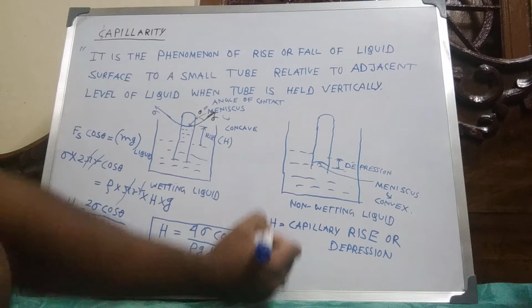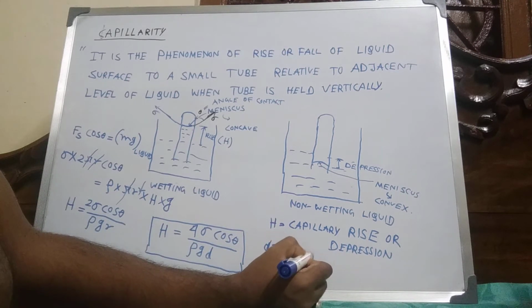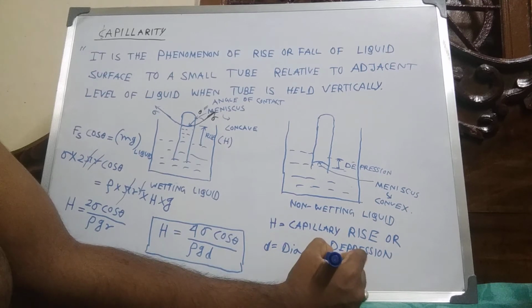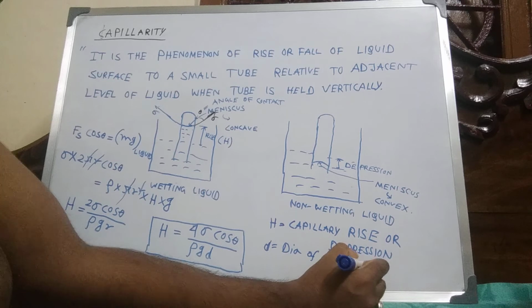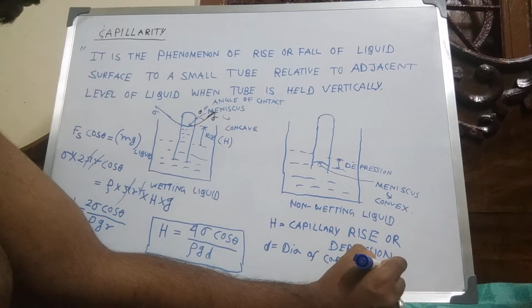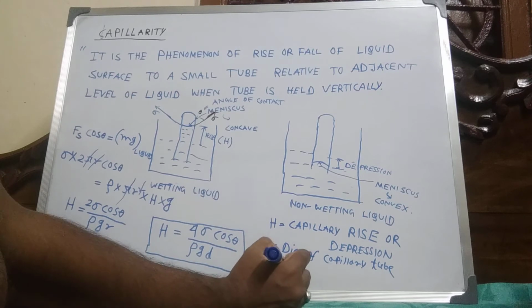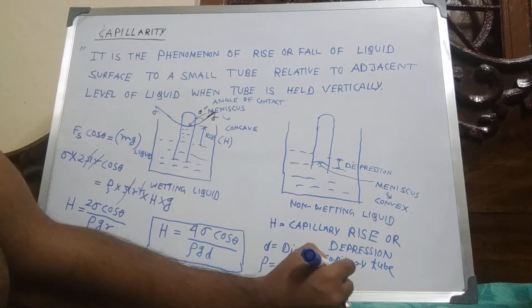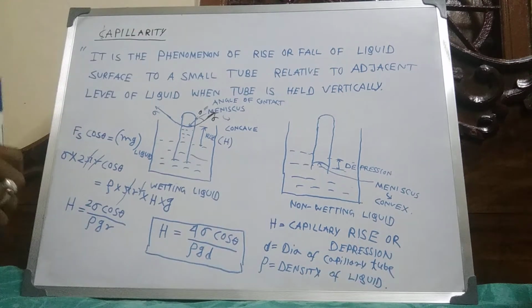And d is the diameter of the capillary tube, and rho is the density of the liquid. Understand?